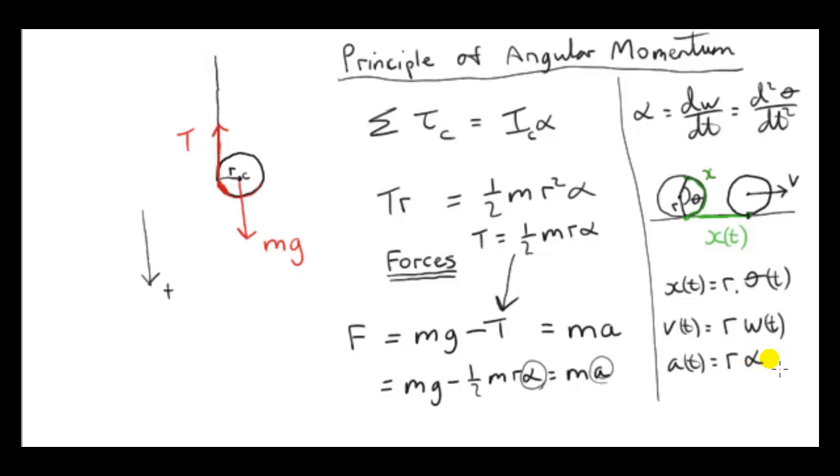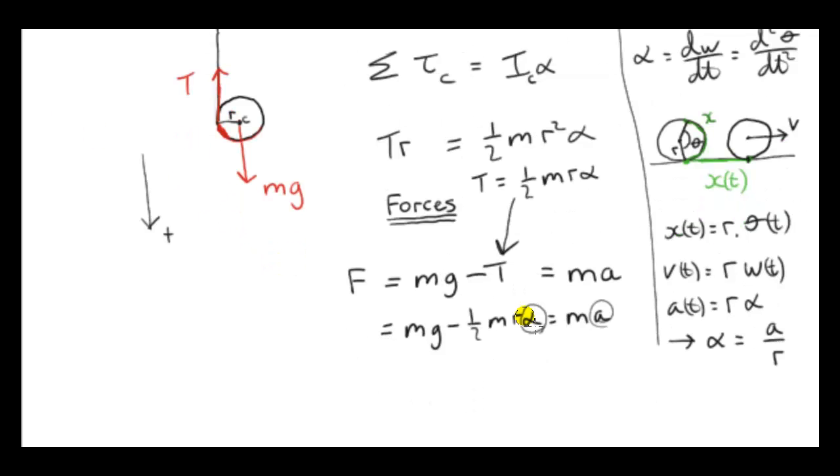Now alpha could be changing with time, but in all the problems we do, the forces are constant. So that means that alpha is constant. The angular acceleration is constant. Okay, so we just plug a over R in for alpha. So bringing this term over, we have 1 ma plus a half ma is 3 halves ma. So a is 2/3 g.